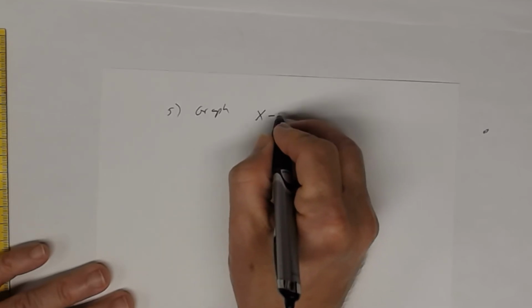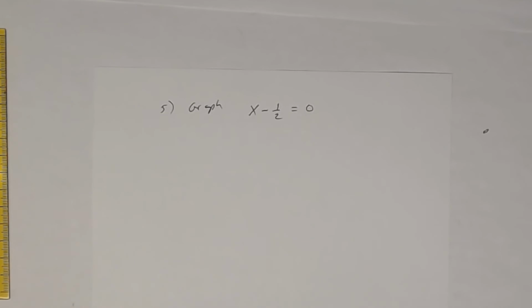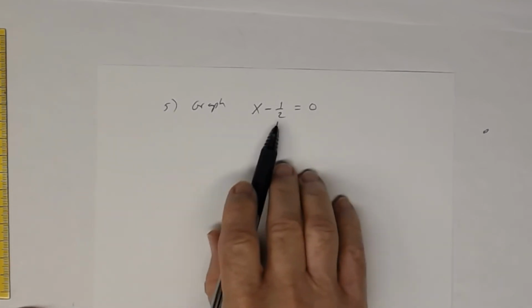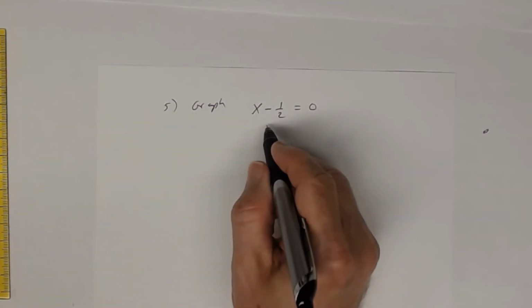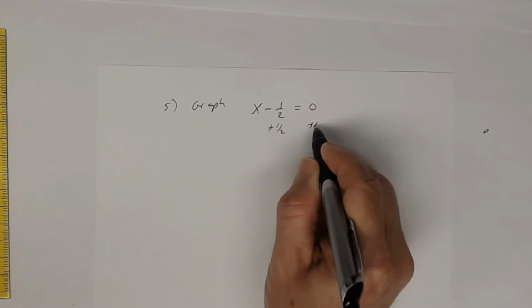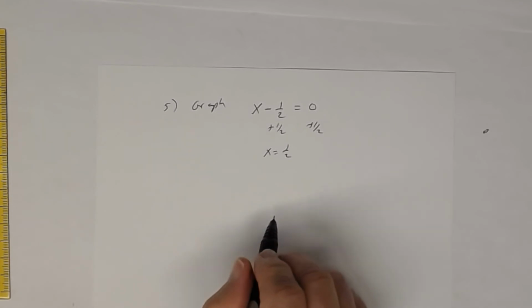X minus a half is equal to 0. Well, just like I did before, there's no y, right? No y value. So let's get x by itself. I'm going to add 1/2 to both sides. And so I get x to be 1/2. So there's my linear equation.